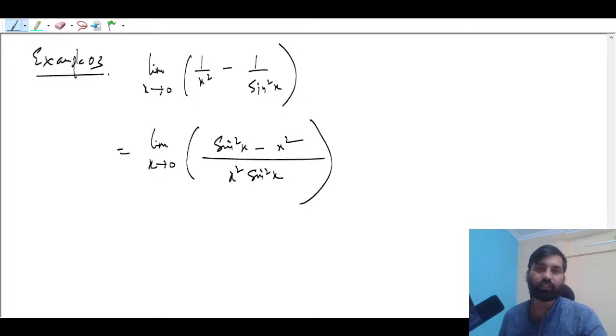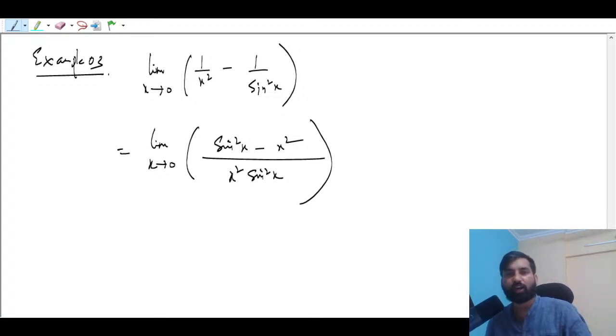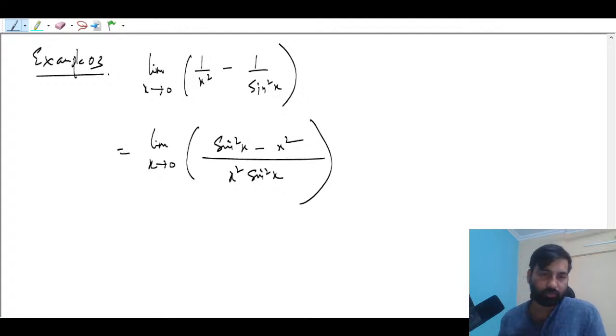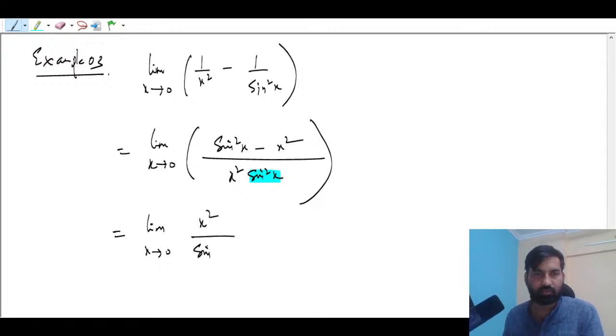Now what we have to do here is, since we have taken the LCM, you can multiply x square in the denominator and x square in the numerator. Why are we doing that? Because there is a sine square x, okay? There is a sine square x. What we can write here is limit x tending to 0, x square by sine square x.